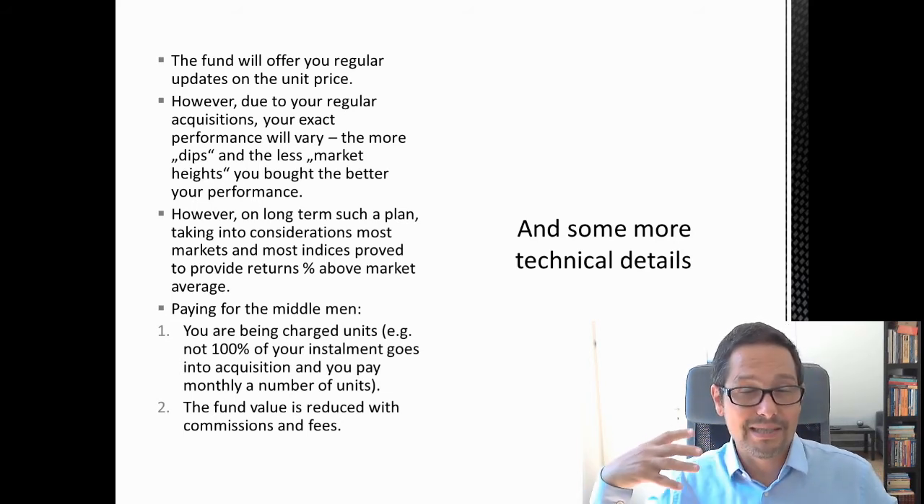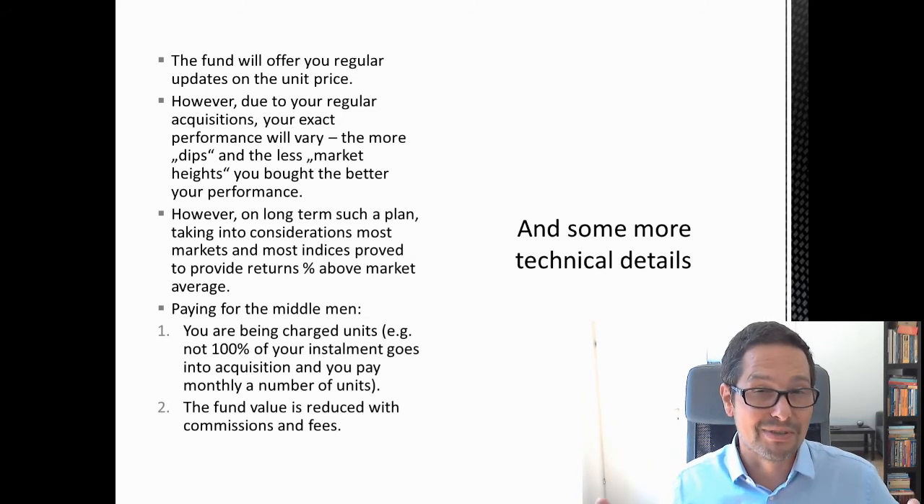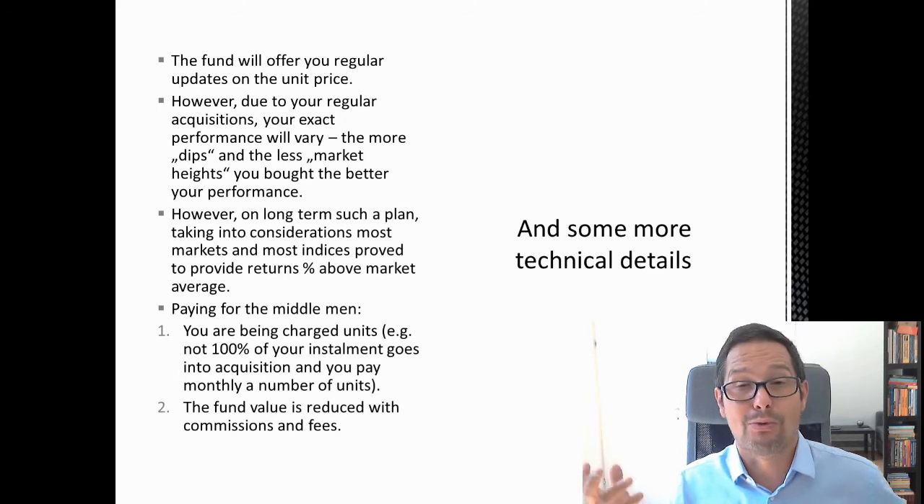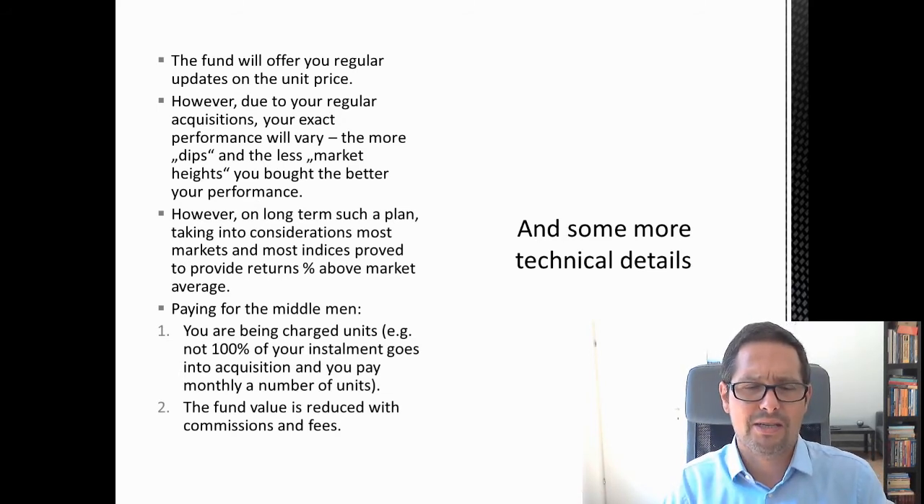And this is difficult because you cannot assess the exact performance. They will say that, for example, for year 2020, the value of the unit has increased with 20%, but that doesn't already exclude the commissions. So it might actually be 15% if they took around 5% in commissions.